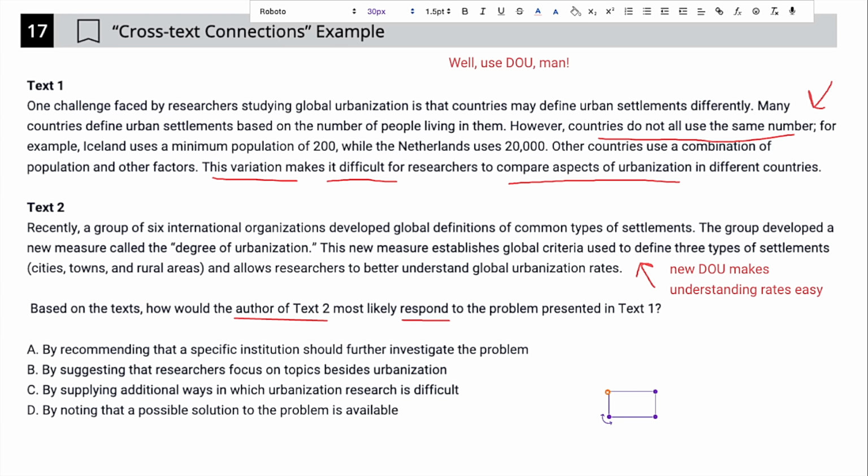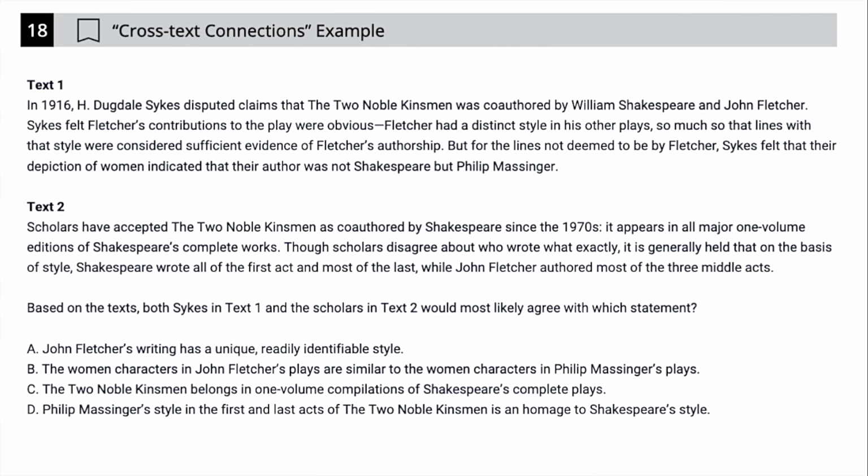Of course, there are also these other cross-text connections questions where you're being asked to agree. Basically, which would both of them agree with? And for these, it doesn't matter what order you read in. Basically, you want to understand the main idea of both texts, but you also want to look for anything that is consistent amongst the two texts.